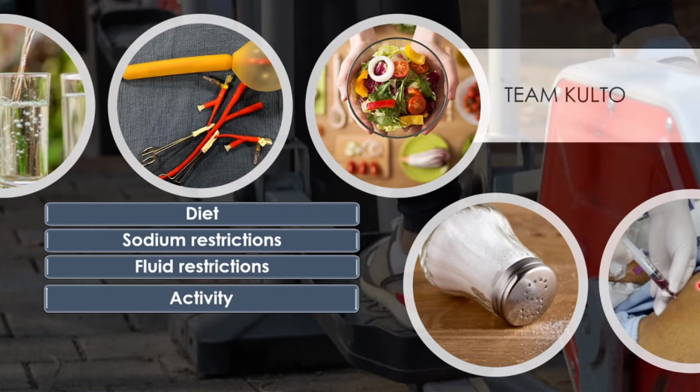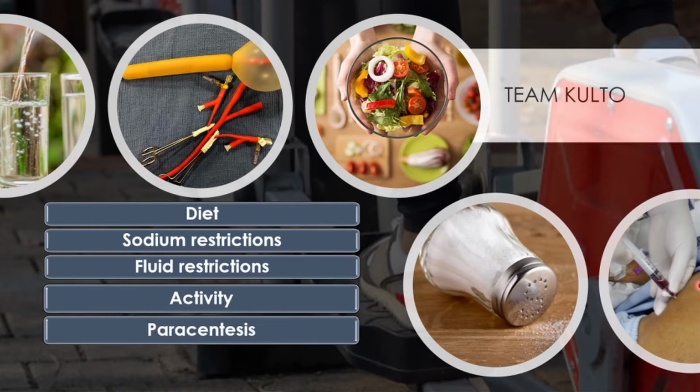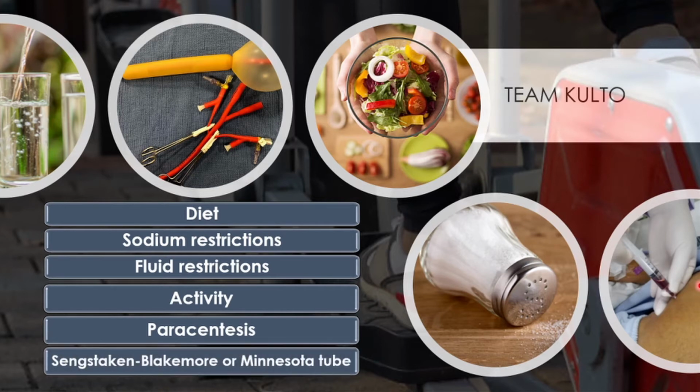Activity. Rest and moderate exercise is very essential. Paracentesis. Now, this may help alleviate ascites. Sengstaken-Blakemore or Minnesota tube. The Sengstaken-Blakemore or Minnesota tube may also help control hemorrhage by applying pressure on the bleeding site. Once again, these are your medical treatment.